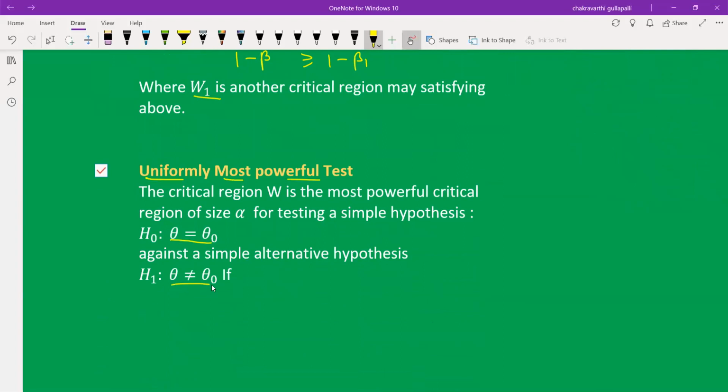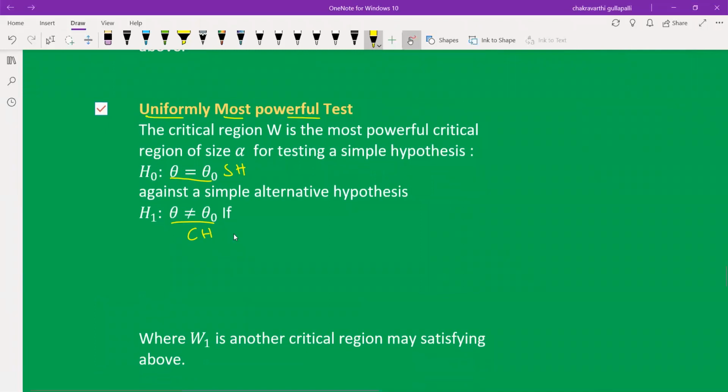Small change, simple to composite. The null hypothesis is in the form of simple, and the alternative hypothesis is in the form of composite. This is a composite hypothesis, this is a simple hypothesis. Theta not equal to theta naught. This hypothesis does not specify the parameter completely, so it is called a composite hypothesis. A hypothesis that specifies the parameter completely is called a simple hypothesis. This is the simple to composite concept.